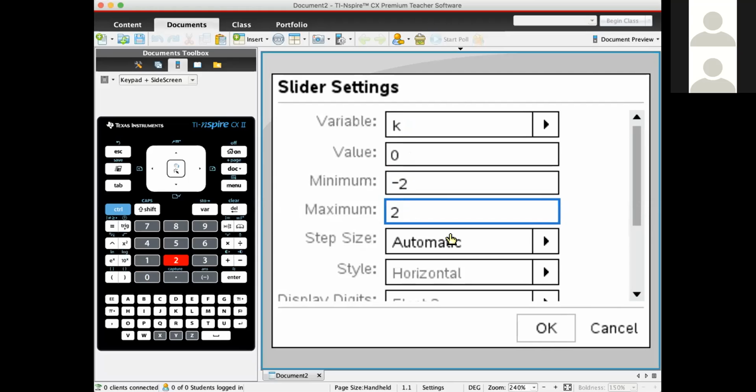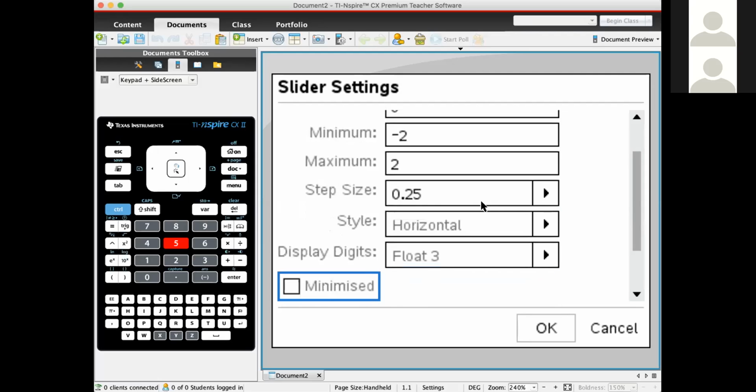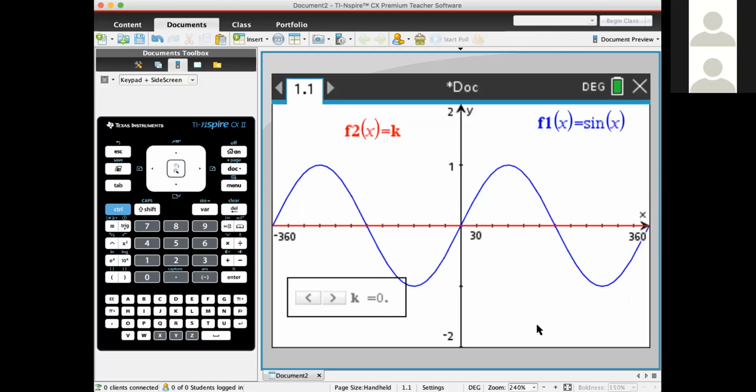Step size, that's important. So in the step size, that's where you need to control that step size. I will keep it 0.25. You can keep it 0.2 if you want to. And then this is just a personal preference, okay, the display. I really like minimized. I don't know why. I'm a big fan of minimized sliders. And you'll see, this is just appearance, okay? Display, minimized, okay?